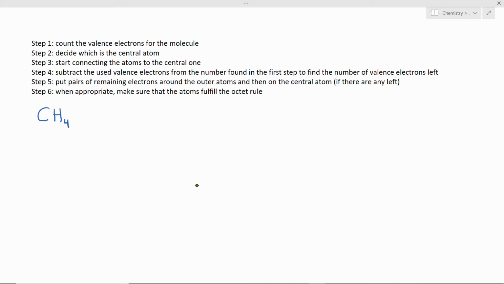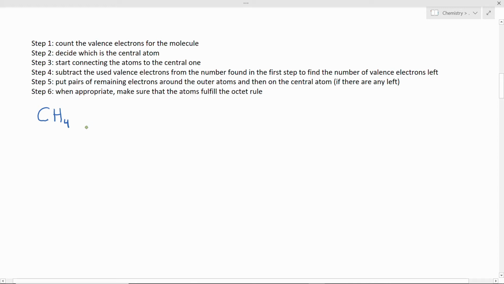And one more thing I want to add is that a lone pair here, or the pairs that you will be drawing in step 5, are like this, just 2 dots. And when we connect atoms, we draw lines between them. So we'll have an atom here, and this line here will represent 2 electrons. Alright, now we are ready to start drawing Lewis structures.